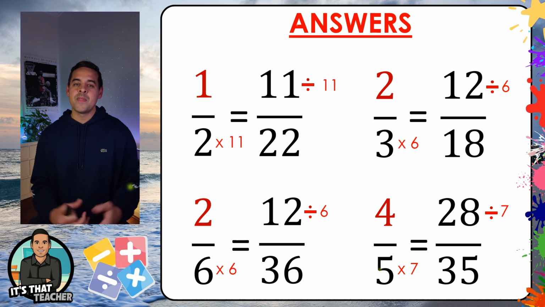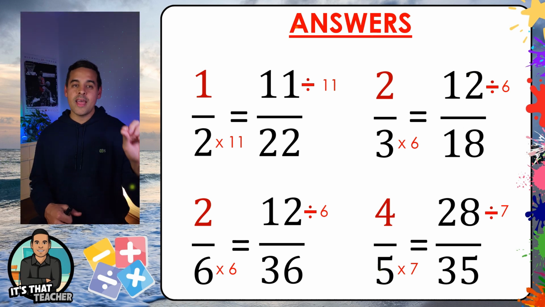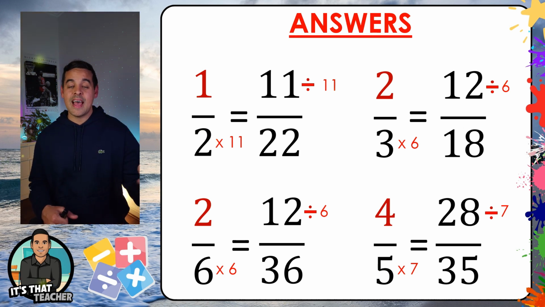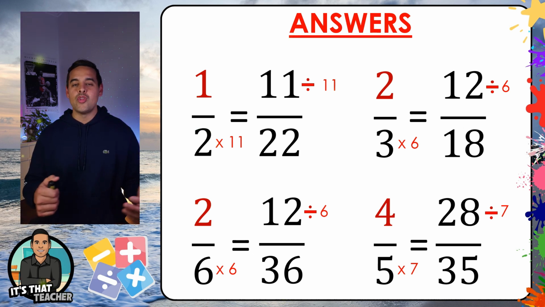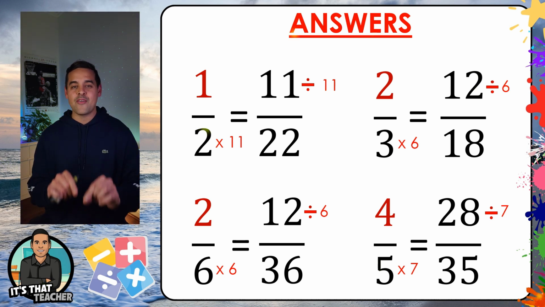Now, hopefully you followed the simple step of multiplying the first denominator and then dividing the numerator on the other side. And if you've done that, you would have had a high level of success. And I almost bet that you answered 4 out of 4 correct.